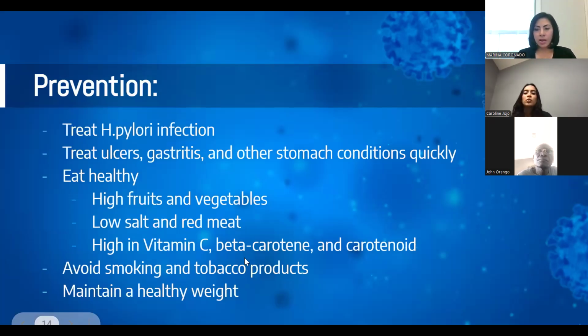So, some ways that we want to discuss about preventing stomach cancer is to treat an H. pylori infection, which we are going to go into later about why this is so important, and also to treat any ulcers, gastritis, and other stomach conditions quickly and not prolong your exposure to them. Also, eating healthy, such as a diet high in fruits and vegetables, low in salt and red meat, as well as high in vitamin C, beta carotene, and carotenoids. And then also, it's important to avoid smoking tobacco products and to maintain a healthy weight.